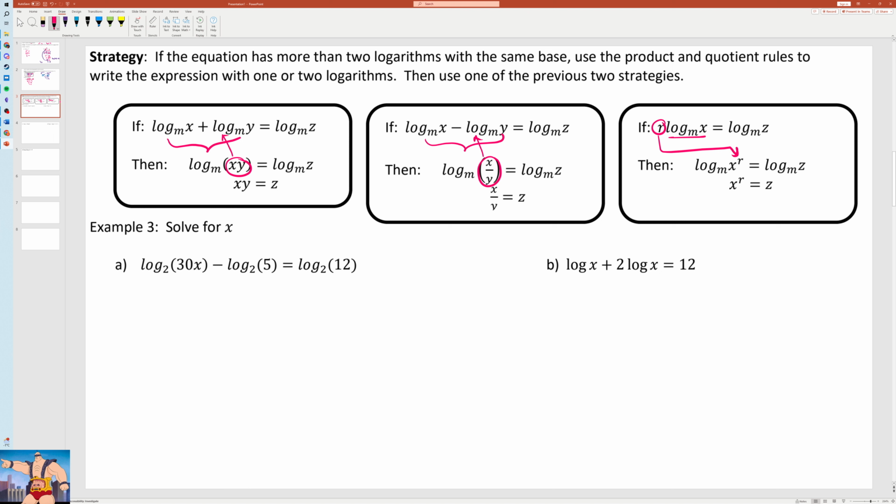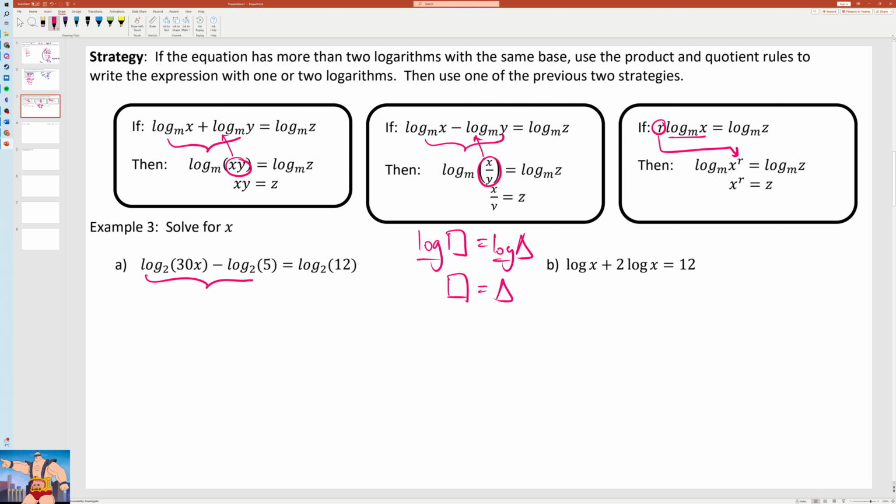Sometimes it's handy to have one version, sometimes it's handy to have the other. Okay, let's have a look here. For our purposes, we want to get to the point like we had before, where we have the log of one thing on one side equal to the log of another thing on the other side, and then we can say the thing inside the log is equal to the thing inside the other log. But we have to get to the point where we only have one log on each side.